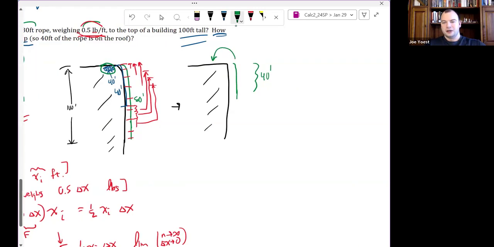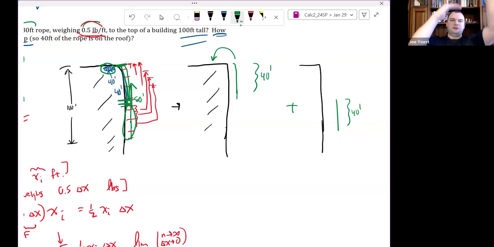And then I also have another chunk of 40 feet of rope. It's not on the ground. It's kind of levitating here. And what happens to this chunk? Well, this chunk ends up here, right? This whole piece just got translated straight up to there. It just got moved 40 feet higher.